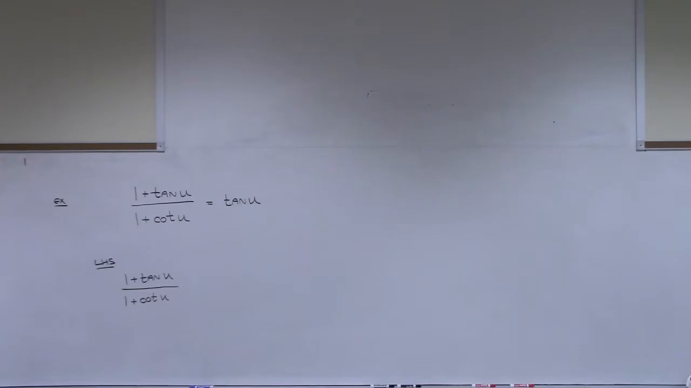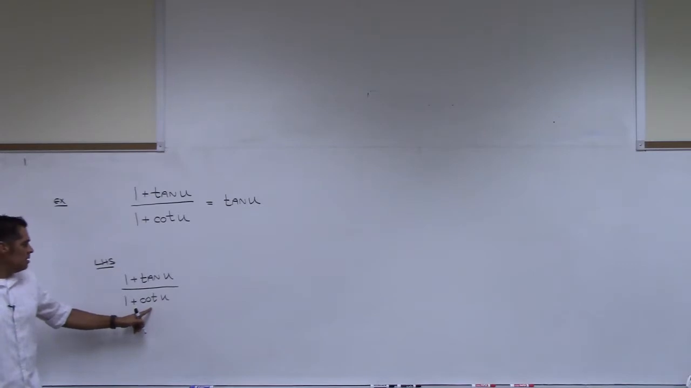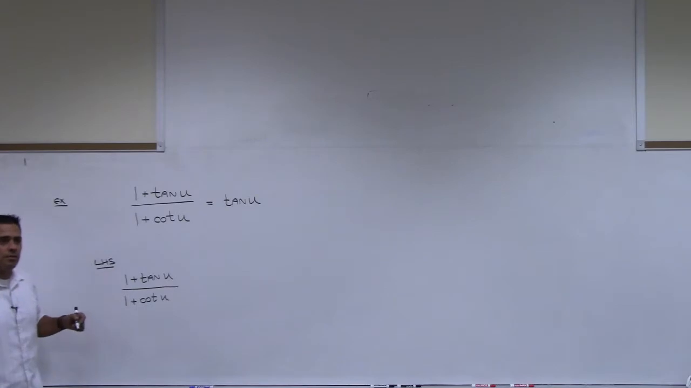So does anyone see anything? Tan could be sine over cos, and cot could be cos over sine. Okay, so we can rewrite that as sine over cosine, and we could rewrite that as cosine over sine. But other than that, is there anything else? Like no difference of squares, no Pythagorean identities? Pythagorean identities, you need squared trig functions. We don't have that.